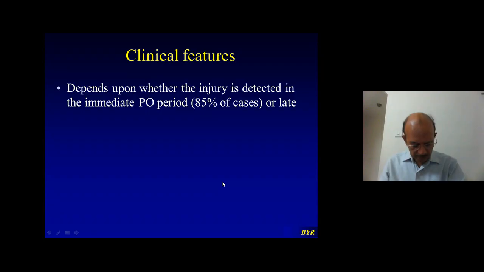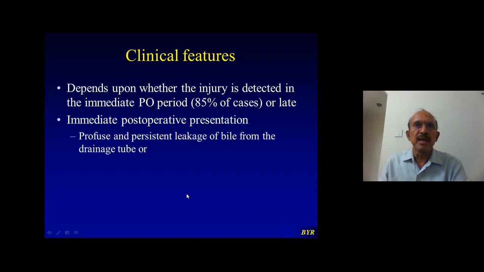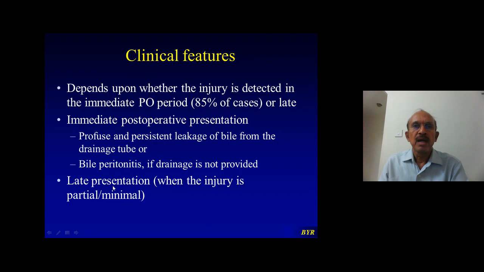So clinical features depend upon whether the injury is detected in the immediate postoperative period or later. Immediate postoperative presentation: profuse and persistent leakage of bile from the drainage tube, or bile peritonitis if drainage is not provided. Late presentation: when the injury is partial or minimal, there will be progressive obstructive jaundice. That means due to stricture. So a stricture will develop that produces progressive obstructive jaundice.